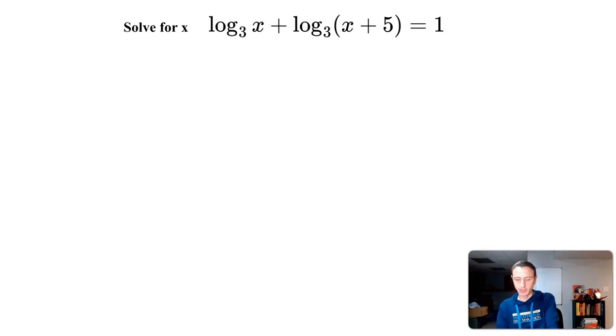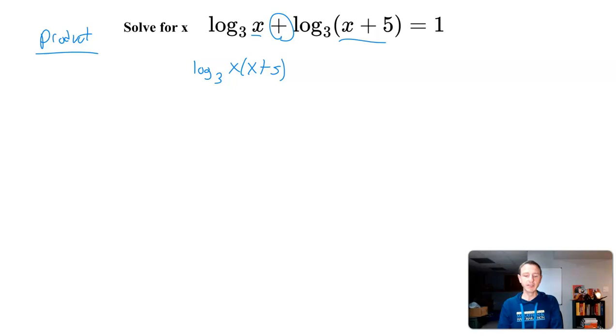The product rule says that I can replace, let me write that. I could rewrite this as log base 3 of x times x plus 5. So since it's plus, I could write this as x times x plus 5. That is the product rule. If it was minus, you'd have the quotient rule. It'd be x over x plus 5. But since it's plus, we can just rewrite this as x times x plus 5 equal to 1. So that's the first key property.